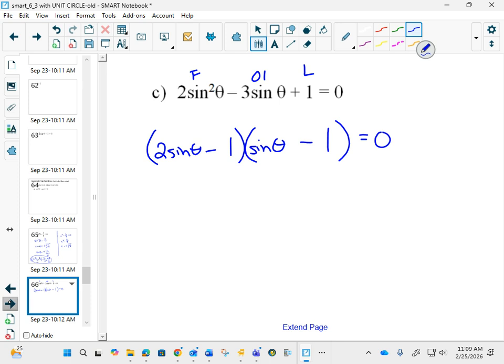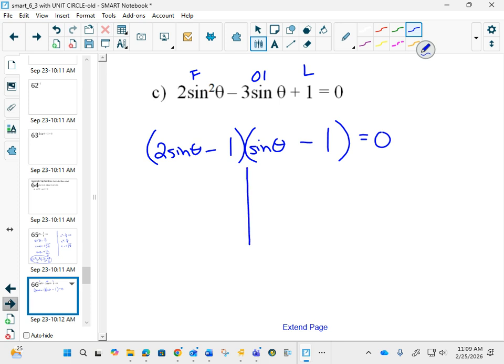I look at my first ones, I look at my last ones, then I see if the outside and the inside can combine. And after I factor, I always double check it by multiplying it out, just to make sure that it works. Using that method, you'll get better and better at factoring all the way through.